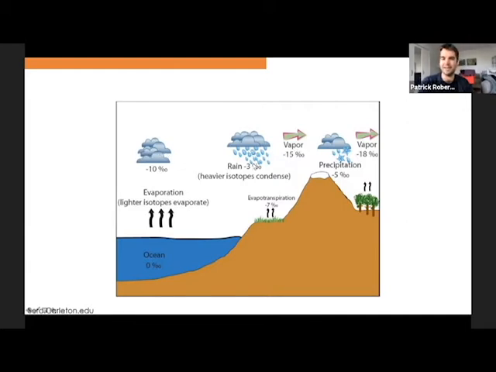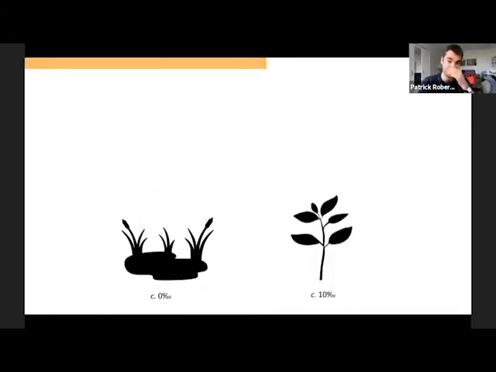Then as they move inland and it rains, the rain is heavier because the heavier isotope tends to condense more than the lighter isotope. And so the rain is heavier than the cloud, as you can see here. And that will continue inland. And we can use that to say something not only about the precipitation that's happening, but potentially also things like local climate factors.